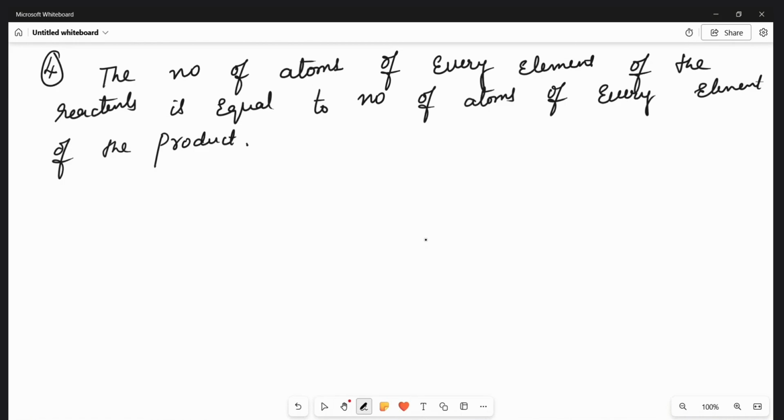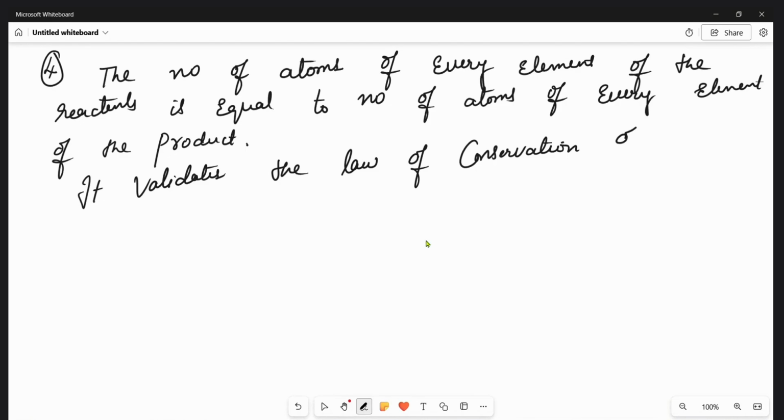So why do we have to balance? Because when you balance the equation, what happens? It holds good the law of conservation of mass. It validates the law of conservation of mass. Conservation of mass. Okay.